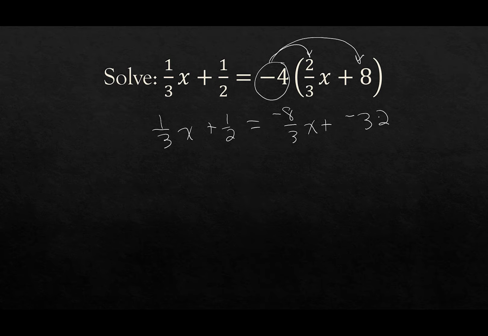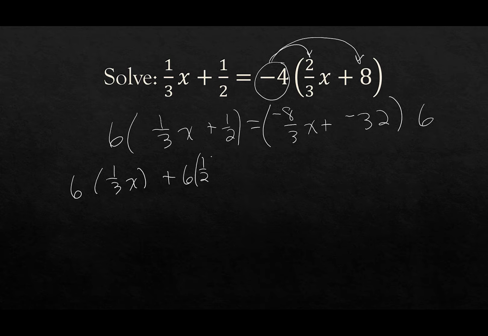So what I look for is anything in the denominator. I look for the greatest common factor. And for 3 and 2, it would be 6. So I'm going to multiply everything by 6. So I'll start it this way. Then I'm going to multiply by 6 on the left. I'm going to multiply by 6 on the right. I'm going to do that individually. 6 times 1/3 of x plus 6 times 1/2. And then 6 times negative 8/3 of x plus 6 times negative 32.